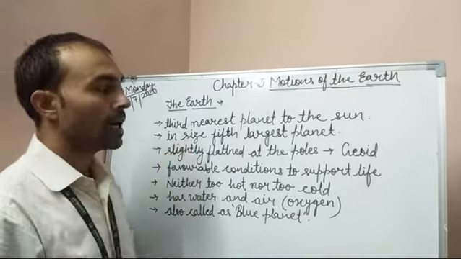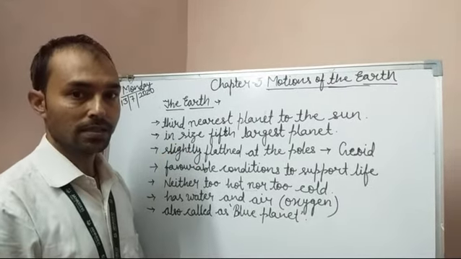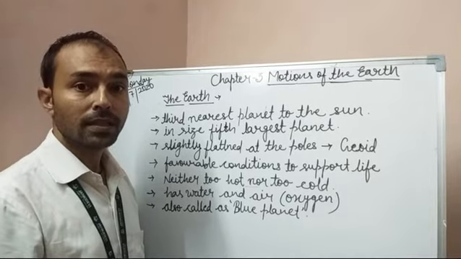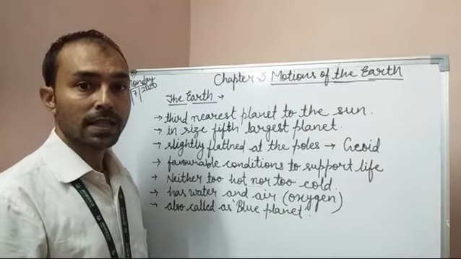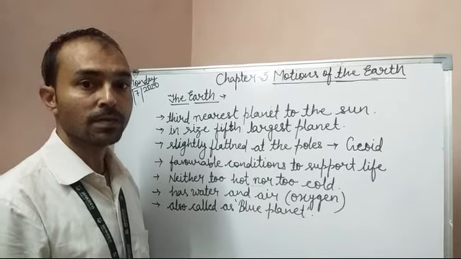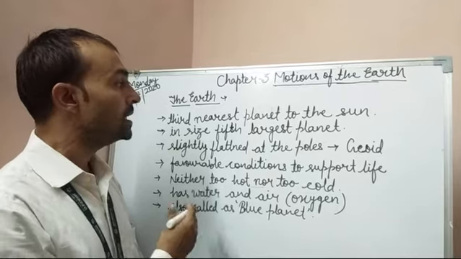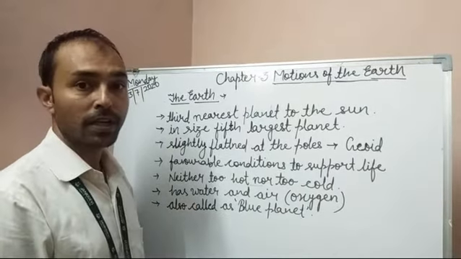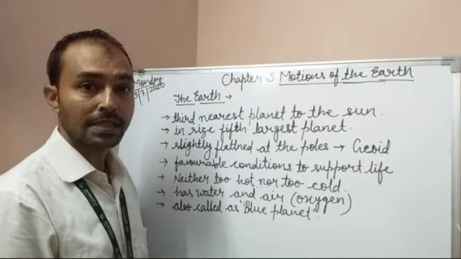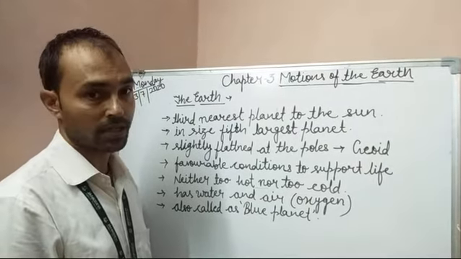So the earth is the third nearest planet to the sun, because there are different planets or celestial bodies which revolve around the sun. So earth is the third nearest planet to the sun. Then in size, earth is the fifth largest planet.